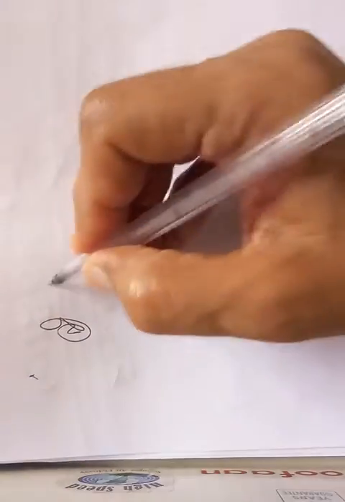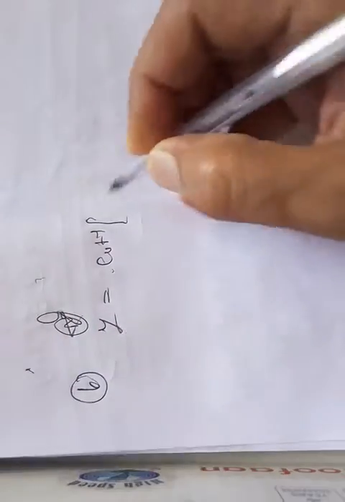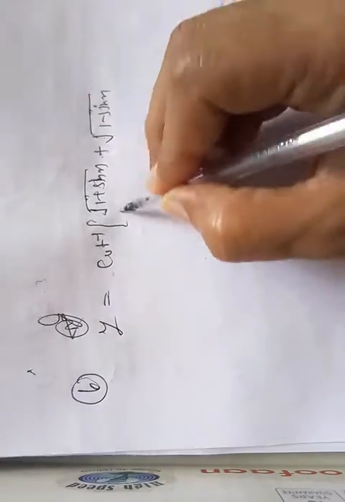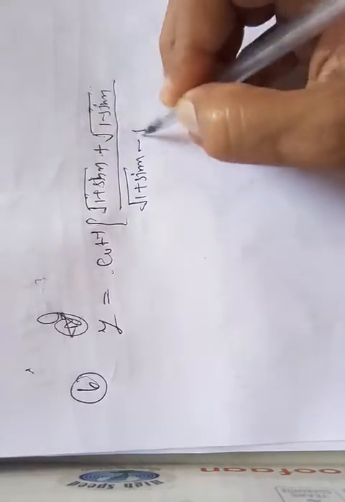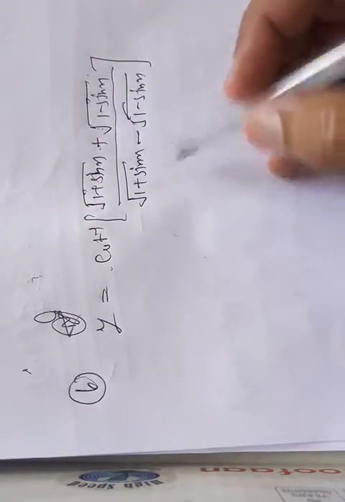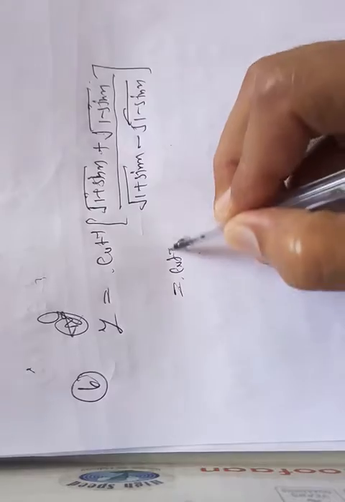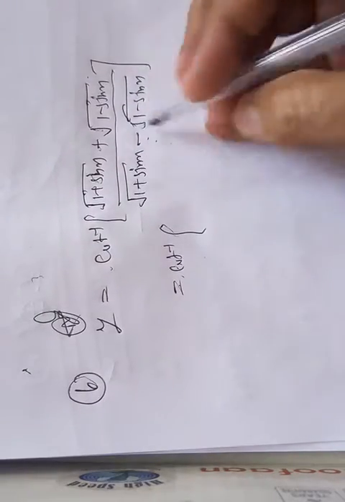Question number 6. This is a very simple question that has come in previous years. Cot inverse. Let y equal to cot inverse of (under root 1 plus sin x plus under root 1 minus sin x) upon (under root 1 plus sin x minus under root 1 minus sin x). So we multiply by the conjugate, that is, rationalization.